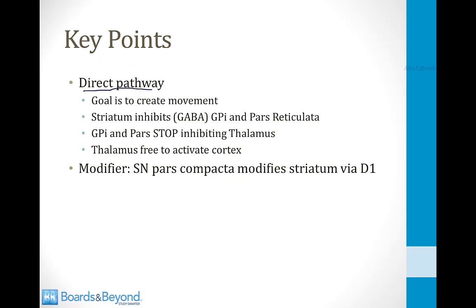The direct pathway's goal is to create movement. It does this by having the striatum inhibit via GABA the globus pallidus internus and the substantia nigra pars reticulata. The GPi and the pars reticulata therefore stop inhibiting the thalamus, and then the thalamus is free to activate the cortex. And the modifier is the substantia nigra pars compacta, which modifies the striatum via dopamine and D1 receptors.